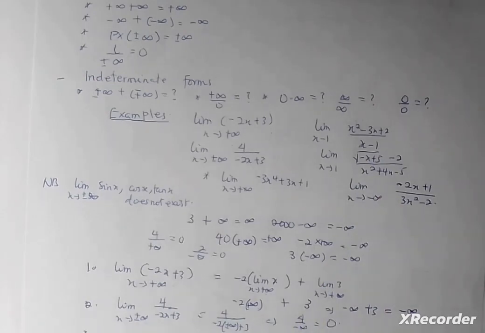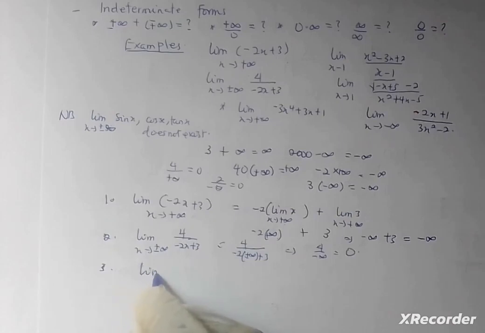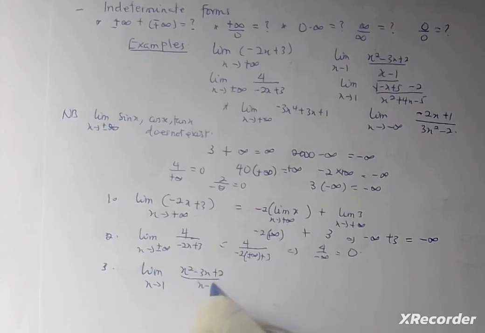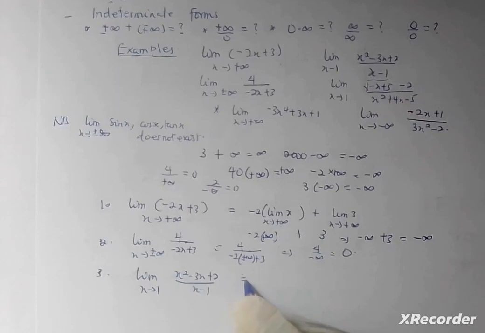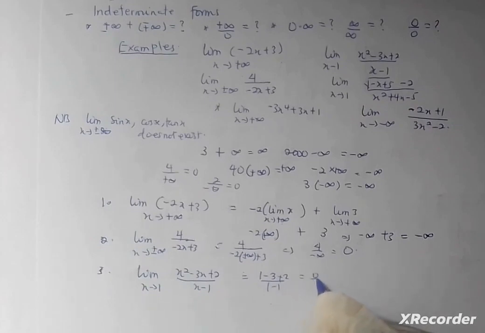Let's go straight to solving a problem so that you know how we use this in solving limits. Taking my third example, I'm going to have the limit as x approaches 1 of x squared minus 3x plus 2, all over x minus 1. This is the function, and if I want to take the limit as x approaches 1, as I said, I'm going to put 1 into it, and this will give me 1 minus 3 plus 2 over 1 minus 1. And this is going to give me 0 over 0.